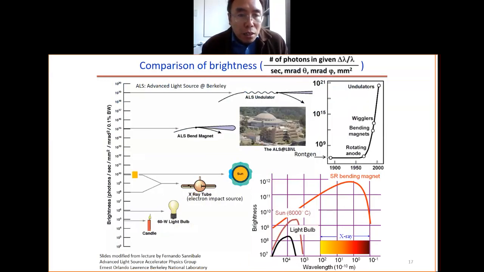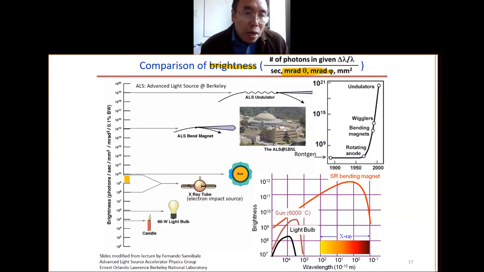You can see here the brightness. The term is called the brightness. The brightness is the number of photons in a given bandwidth per second per milliradian, the solid angle, per area of the emission source. This is the area of the size of the source. For the sun, this will be a very big area, but for others it will be a small area. This is the area on the source, not the area on the detector.